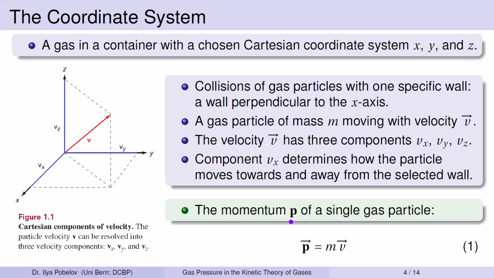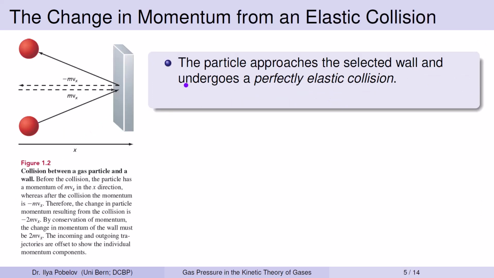We also introduce the momentum of a single gas particle. To avoid confusion with pressure, we denote it by bold P. It is defined as the product of the particle's mass and velocity. Now imagine that this particle approaches the selected wall and undergoes a perfectly elastic collision. This means that the total kinetic energy is conserved as the particle simply bounces off the wall.